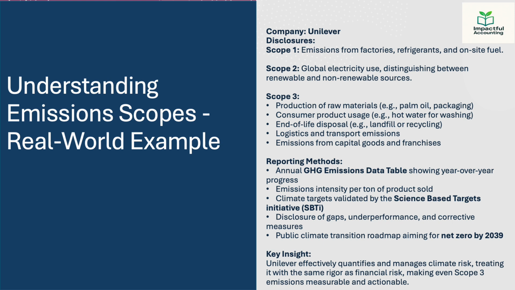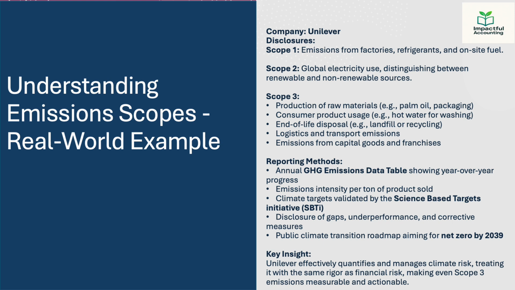When it comes to climate disclosure, Unilever is one of the world's most transparent companies and a real-world example of how to report emissions the right way. Let's start with the basics. Scope 1 includes emissions from Unilever's factories, company vehicles, and refrigerant leaks. Scope 2 covers purchased electricity, and they break this down by country and by source. By source, it means highlighting how much is coming from renewables and how much from non-renewables.